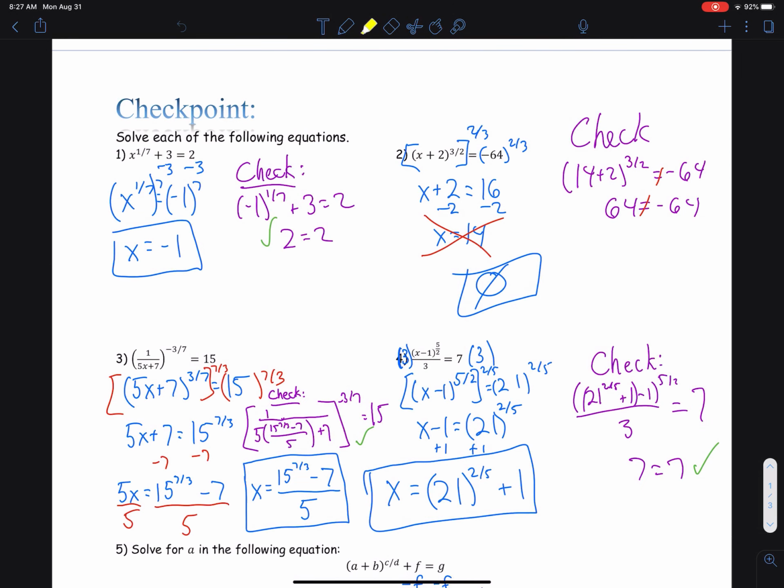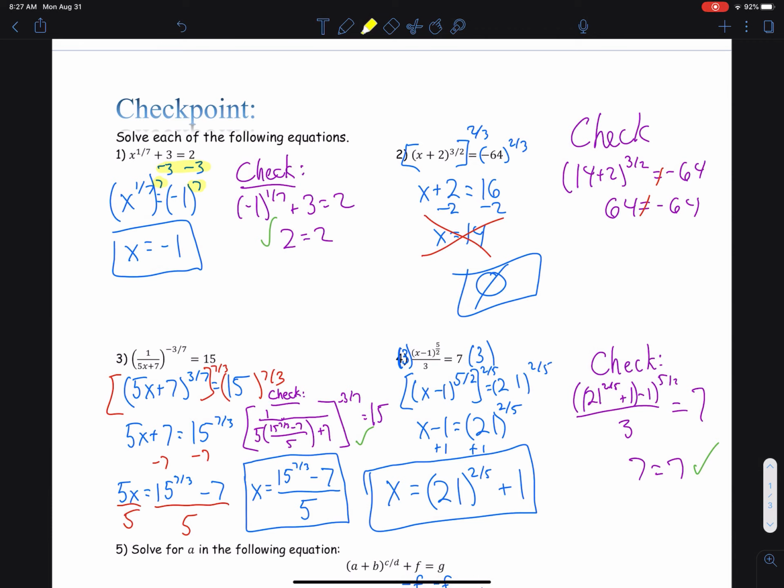Looking at number 1, we have to get the x by itself, so I subtracted 3 first. And then the x was almost by itself. It was just being raised to the 1 over 7th power, so we had to raise it to the 7th power, or you can think about it as the 7 over 1 power. And your correct answer should be x equals -1. When it checked, it worked out.